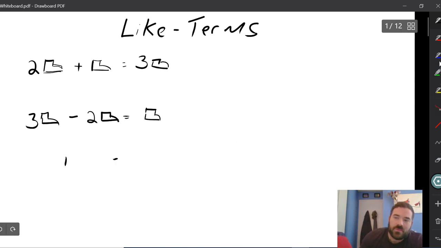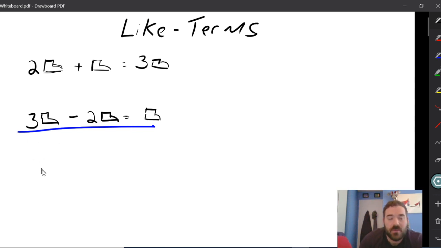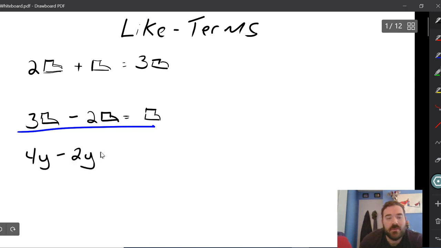All right, let's stop talking about shoes, and let's go back to variables. So when I'm adding variables, I just add or subtract the coefficients in front of the variable itself. So let's say I have 4y minus 2y. Well, here I have 4 y's in total on the left side. On the right side, I have 2 y's. So 4 y's here. I'm taking 2 y's away. What do I have left? I'm left with 2 y's.